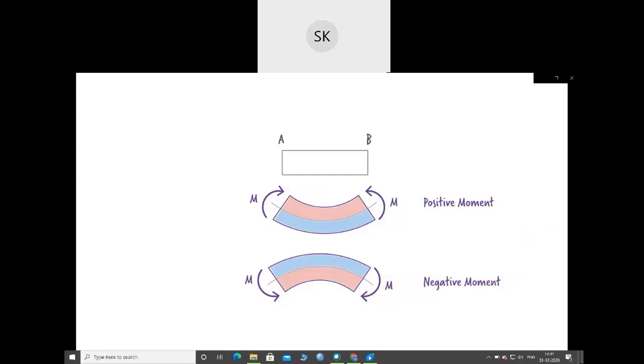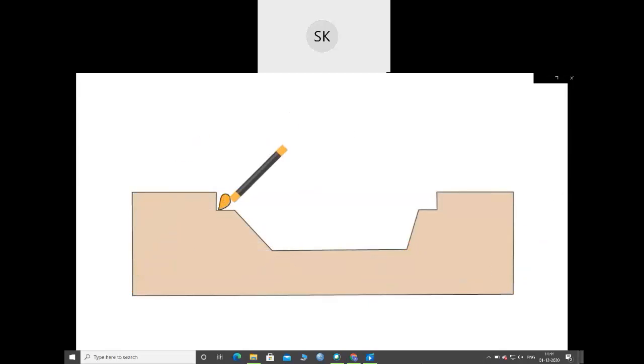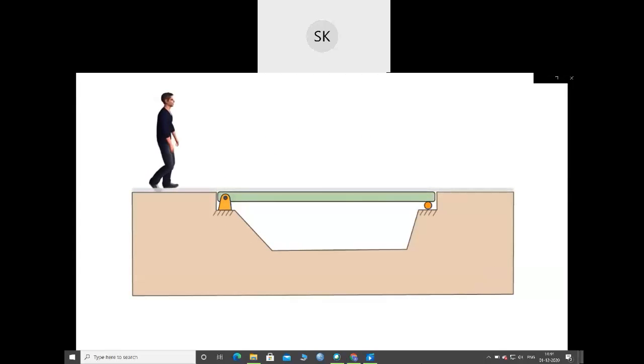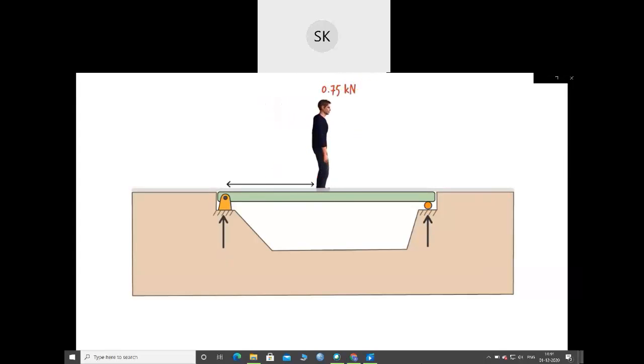Now that we have a better understanding of the nature of bending moment in beams, let's see how we can calculate it. Consider a simply supported beam subjected to the weight of a person. Assuming he is standing at the midpoint of the beam, we wish to determine bending moment in the beam 1 meter away from the right support, at point C.